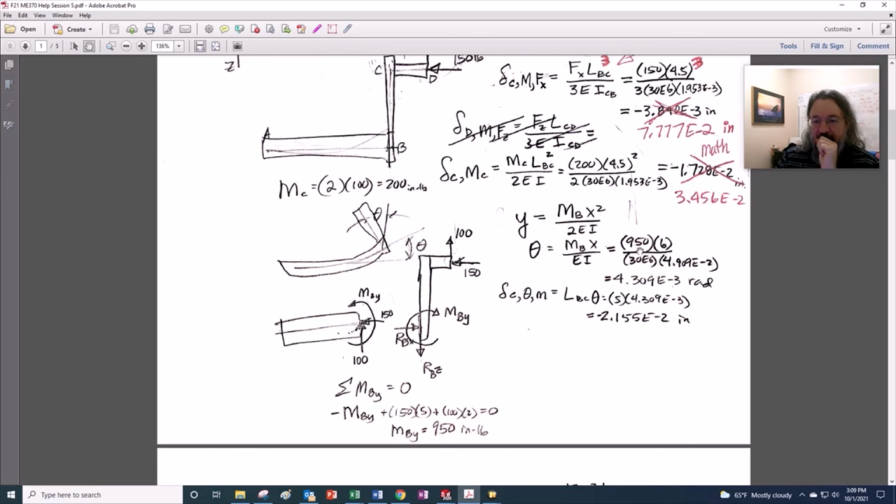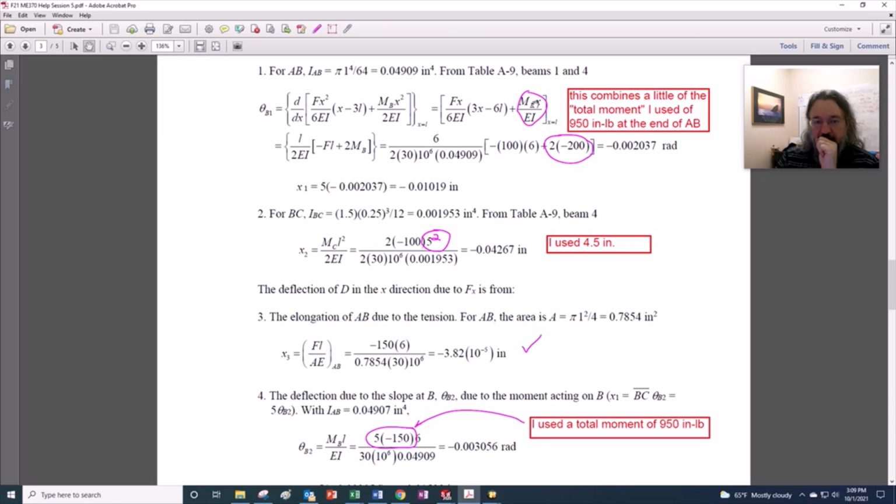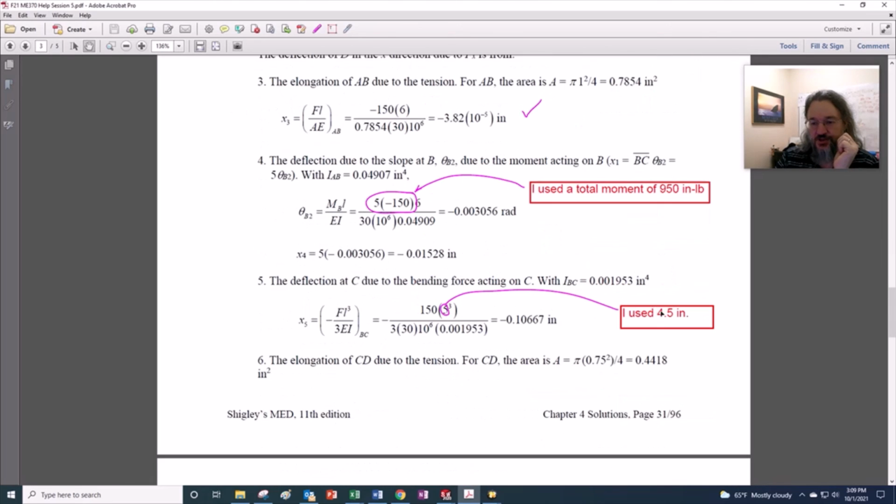But right here, you'll see I have 950. That appears on the end of this, which is causing a slope, and that slope is applied to this piece right there. A little of it shows up right here, right? They're saying there's going to be a slope onto the end of that. There's 2 times 200, so there's that 200 right there, because you see right there is their MB. Then there's another 5 times 150. So that becomes 750 right there, and 200. So there's their 950, and that's what it accounts for.